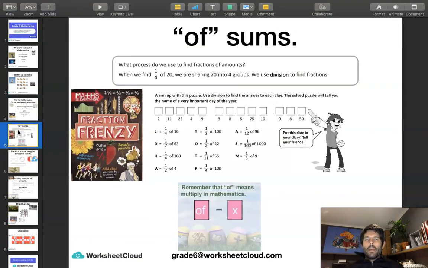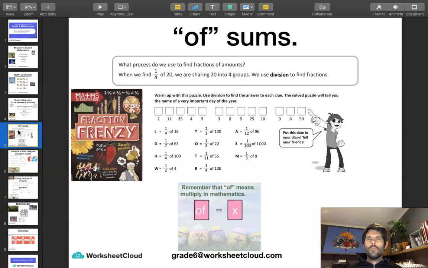Right. Today's main topic is of sums. So I call them of sums purely because the word of appears in the question. Now with fractions, of means multiply. So if I have a quarter of 16, what we're actually saying is, what is a quarter of 16, or a quarter multiplied by 16?